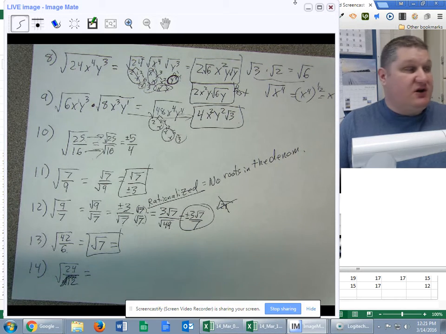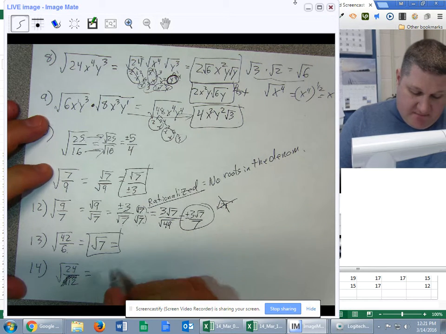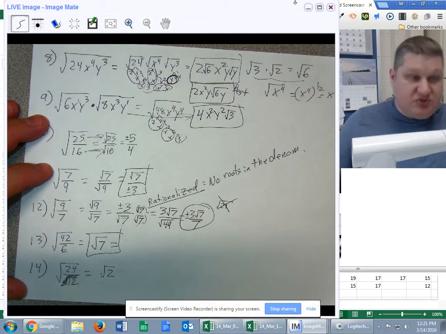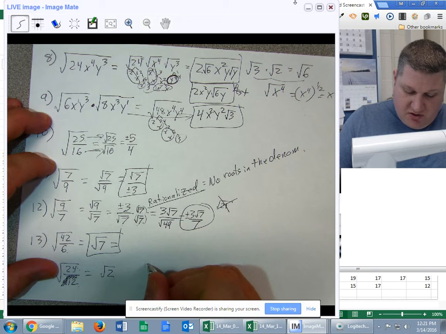What about this one? Square root of 24 over square root of 12. Root 2. Yes, you're correct. It is root 2, and here's why. Could I take 24 divided by 12? Yes. And that leaves 2, so it's root 2. Here's the other way you could think about it.